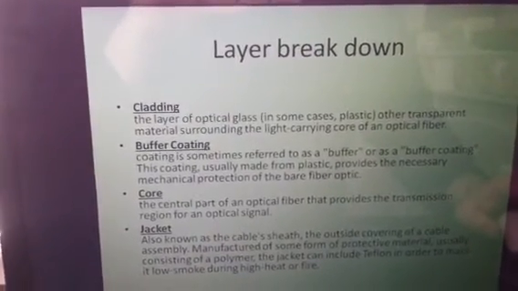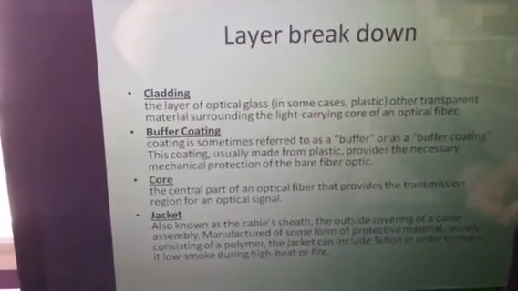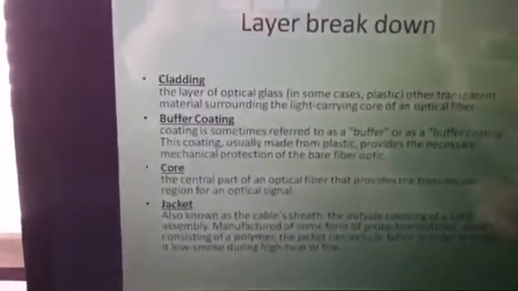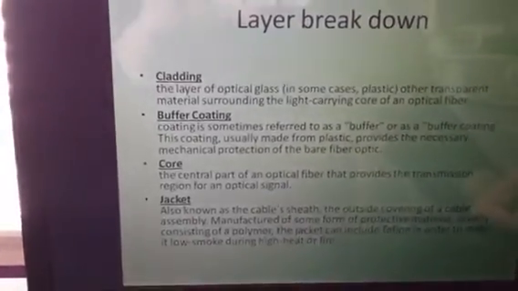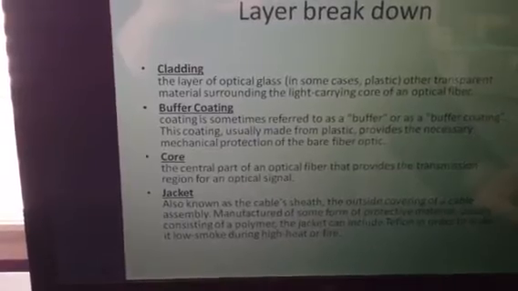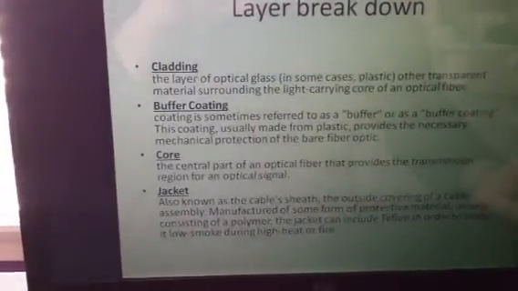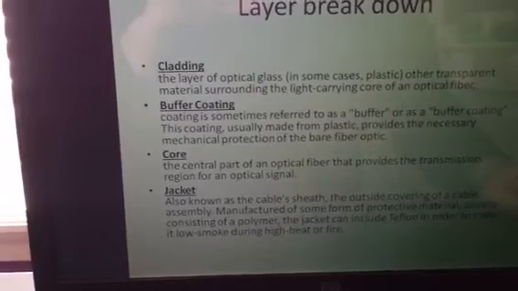This coating, usually made from plastic, provides the necessary mechanical protection of the bare fiber optics. The core is the central part of the optical fiber that provides a transmission region for an optical signal, and then the jacket is also known as the cable sheath, an outside covering of the cable assembly manufactured of some form of protective material.